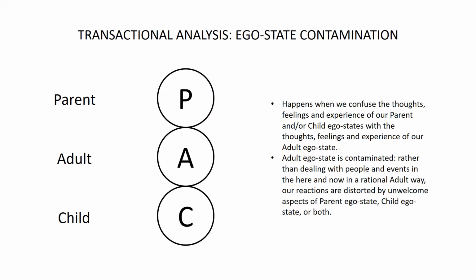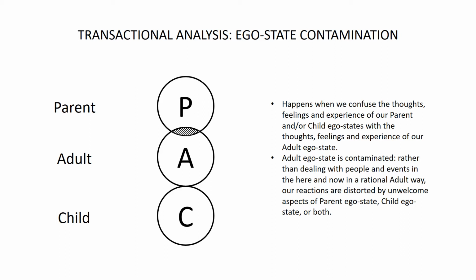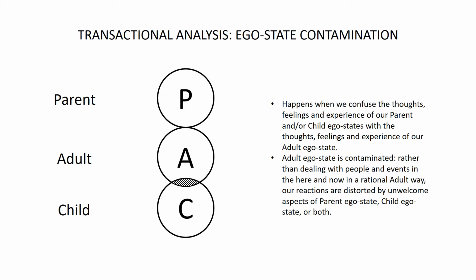Ego state contamination happens when we confuse the thoughts, feelings, and experience of our parent and/or child ego states with the thoughts, feelings, and experience of our adult ego state. This confusion results in our adult ego state being contaminated. Rather than dealing with people and events in the here and now in a rational, adult way, we react in a way that is distorted by unwelcome aspects of our parent ego state, our child ego state, or both.